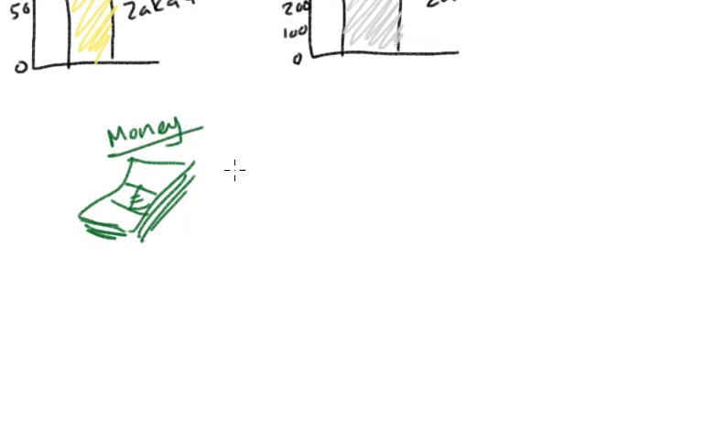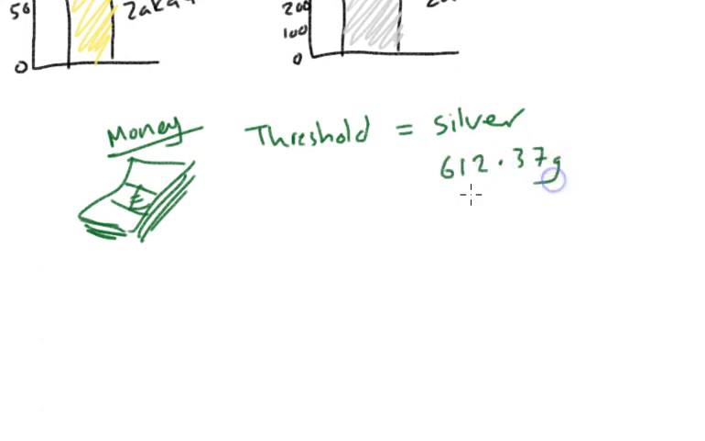Now the scholars say that the threshold for money is actually the threshold for silver. That's quite easy, isn't it? So the threshold for silver was 612.37 grams. Now the problem is that money is not in grams, it's in pounds. So how many pounds would we need to equal 612.37?